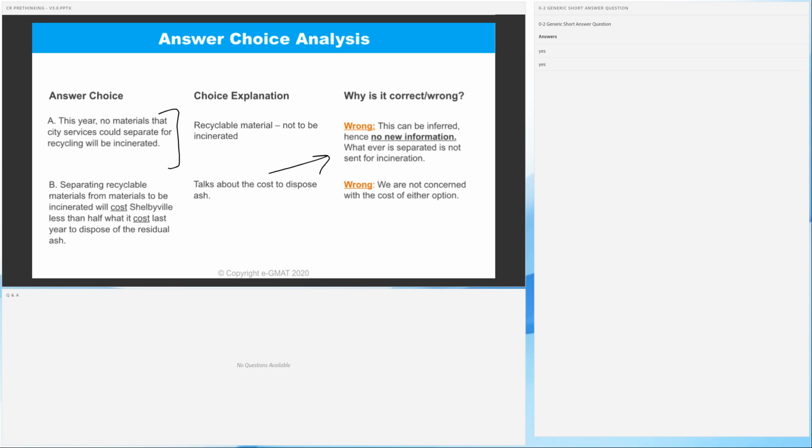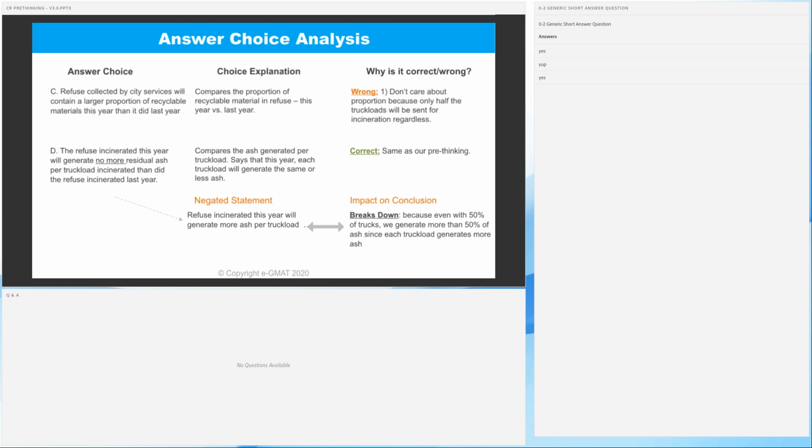Let's look at choice B. Choice B talks about the cost. We don't care about the cost. Let's move forward. Choice C talks about the proportion of recyclable materials. Do we care about it? Absolutely not. Why? Because we are only going to send half as many truckloads, regardless of the proportion, less or more.